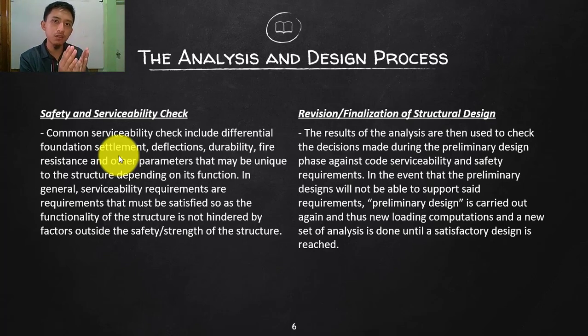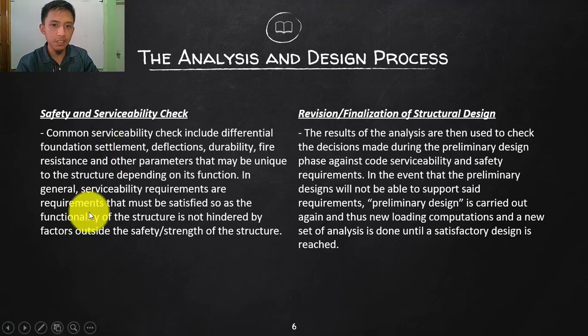or that might affect the comfort of the occupants. If you say comfort, maybe the building can carry the load once it leans because of settlement, but now the occupants are not that comfortable already, because of course your building is already leaning. Okay, so deflections, durability, fire resistance. Those are important things. Of course, these are also a part of the building codes.